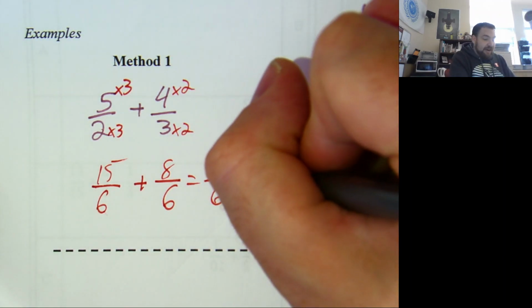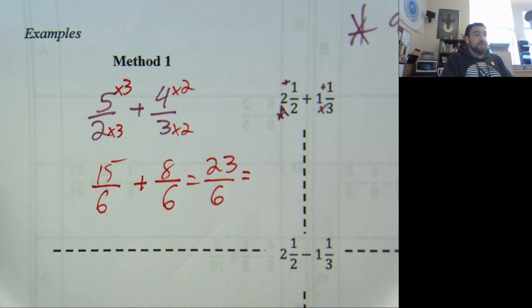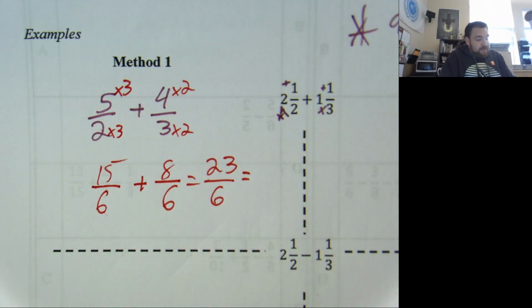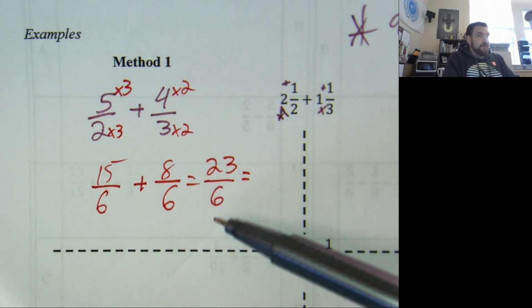And if, like Garrett, you would prefer to leave things mixed, we can take this out of improper. We can put it back into mixed if we wanted. How many times does 6 go into 23?